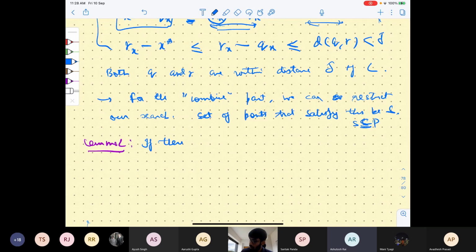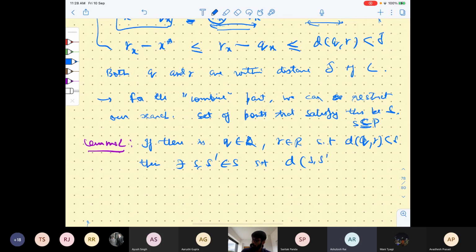So what does the lemma say? That if there is Q belonging to Q and R belonging to R such that d of Q, R is less than delta, then Q and R belong to S. This is what we show. Or, then there exist s, s prime in S such that d of s comma s prime is at most delta. Again, the same thing.